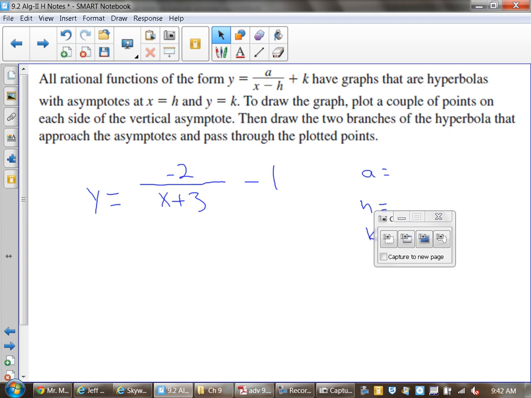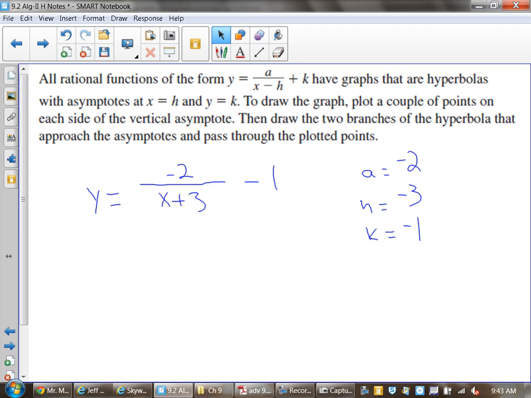These branches of the hyperbola, remember, they're going to be on either side of one another. They're going to have these curves here. So when we start these types of problems out, the easiest thing to do is to always label out what your A, H, and K are. Just like we did every time we ever have A, H, and K. A value here is -2. H is -3. And K is -1. Is everybody okay with that?